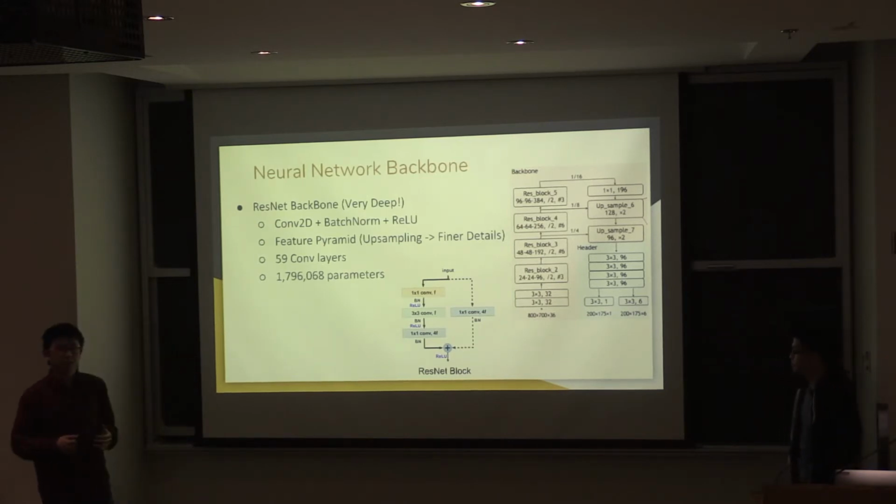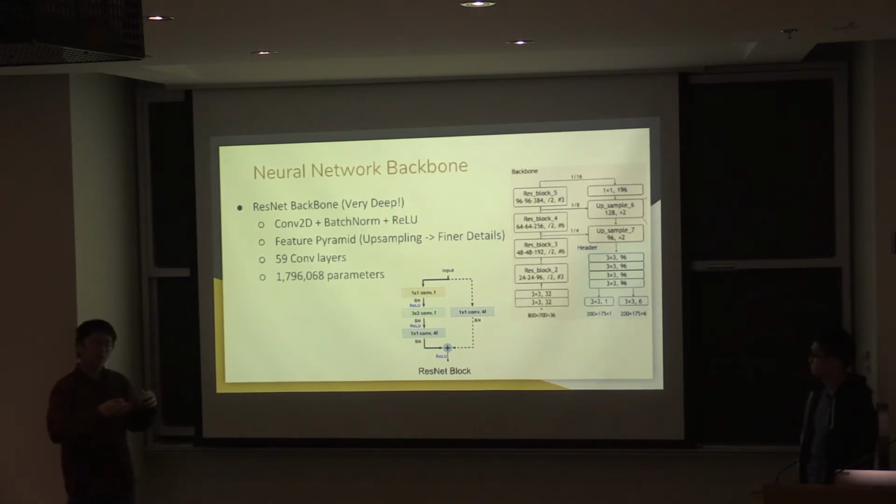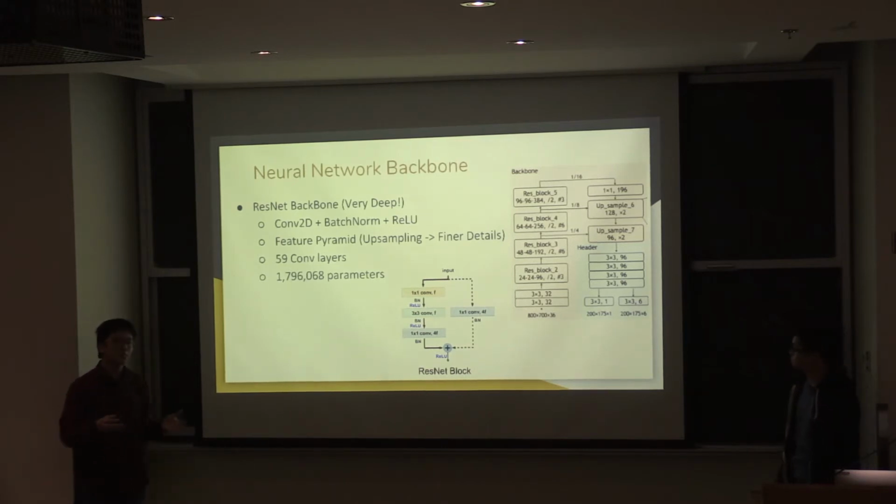We use this architecture called feature pyramid. Basically, we take our input representation, and then we downsample it first, and then we upsample this feature map to get a higher resolution feature map with more details. In total, our network has over 1.7 million parameters.